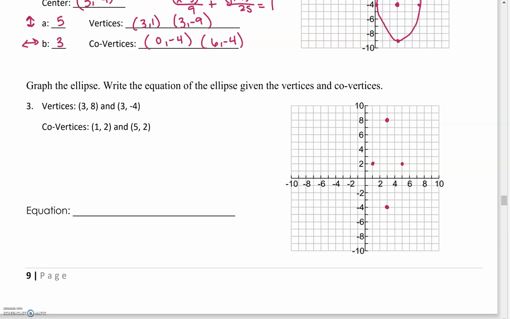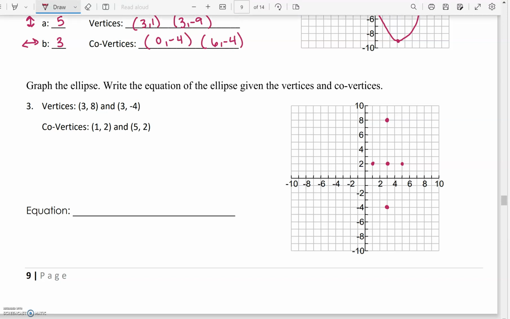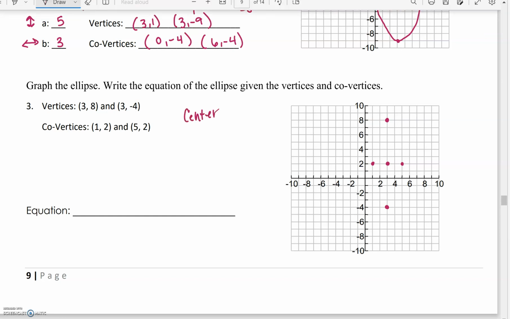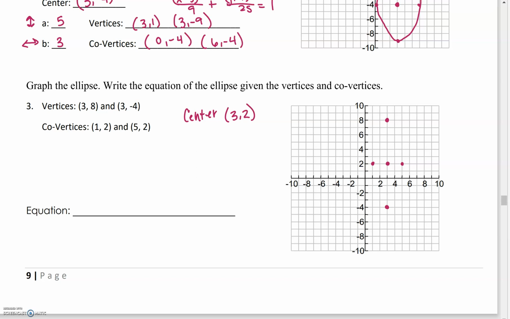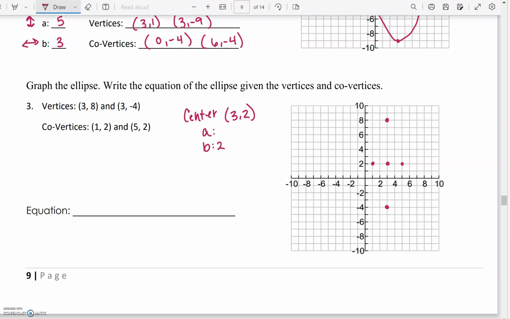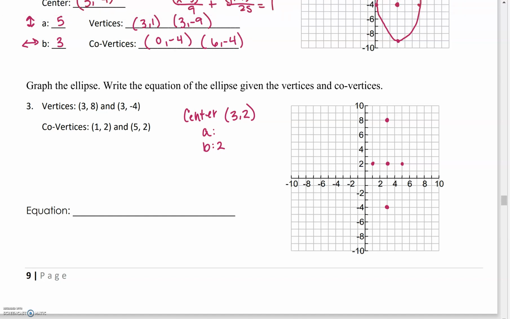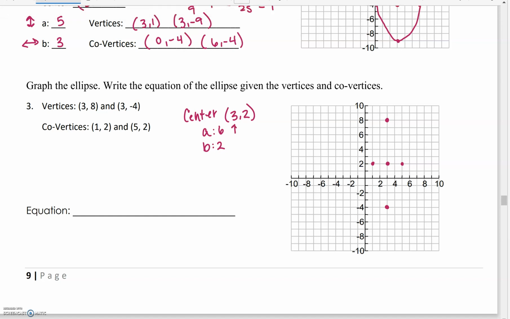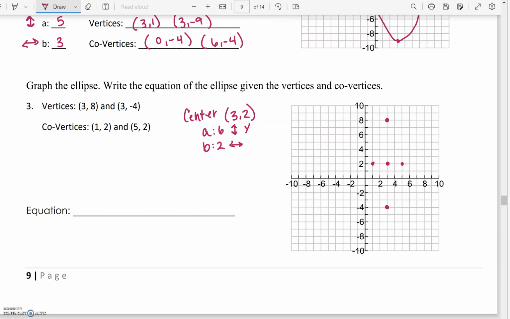So after we get them graphed, we can just go straight down and straight across, and we can find our center right there at 3, 2. I'm going to put center 3, 2. And then we can see that our b value here is going to be 2. Our a value going up 1, 2, 3, 4, 5, 6. And so that is going to be my y, and this is left and right, so that's going to be my x.